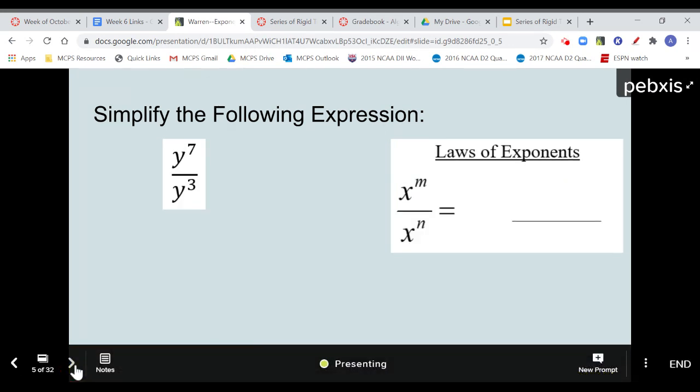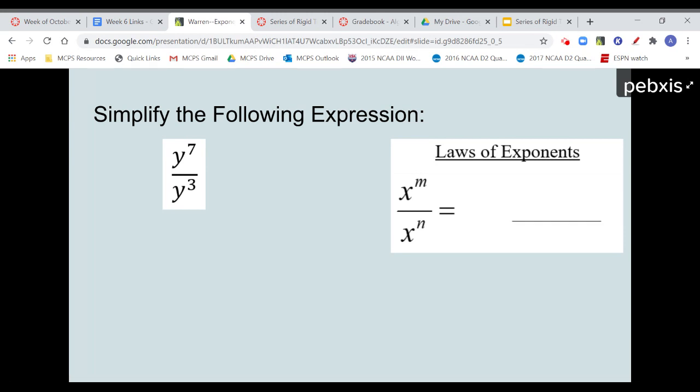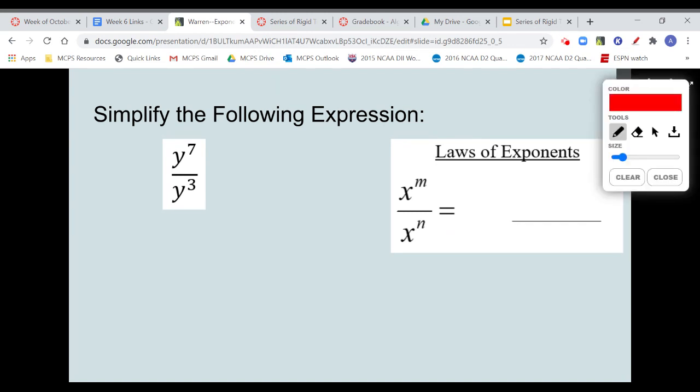Okay, now we're going to move on to the next law, and this law is talking about quotients. So if I'm dividing and I have exponents, I'm going to show how to approach this in the same way we did the last problem. So let's say I have 7 y's. I'm going to write out 7 y's here, and the reason I did that is because that represents y to the 7. And then on the bottom, I have y to the 3rd, which means y times itself 3 times.